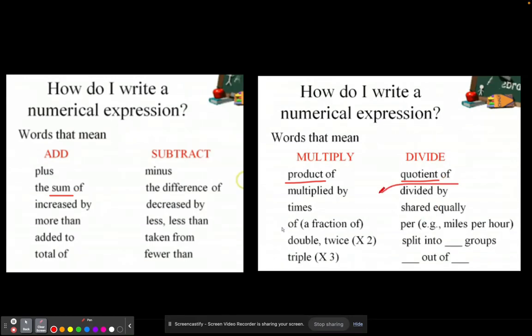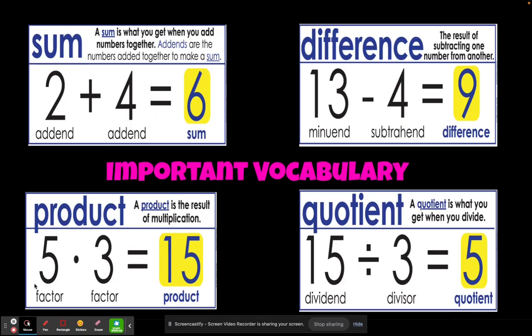If you're dividing, you're sharing equally. That's what that means. Or you're splitting them into even groups. So again, if you want to take a screenshot, you might want to screenshot it like this, so that way quotient, product, and sum all stick out. Really good vocab sheet.